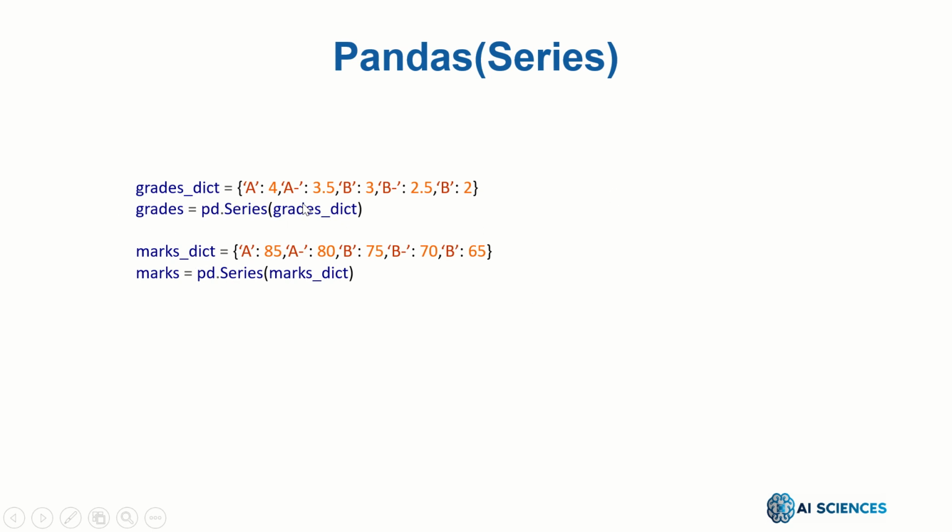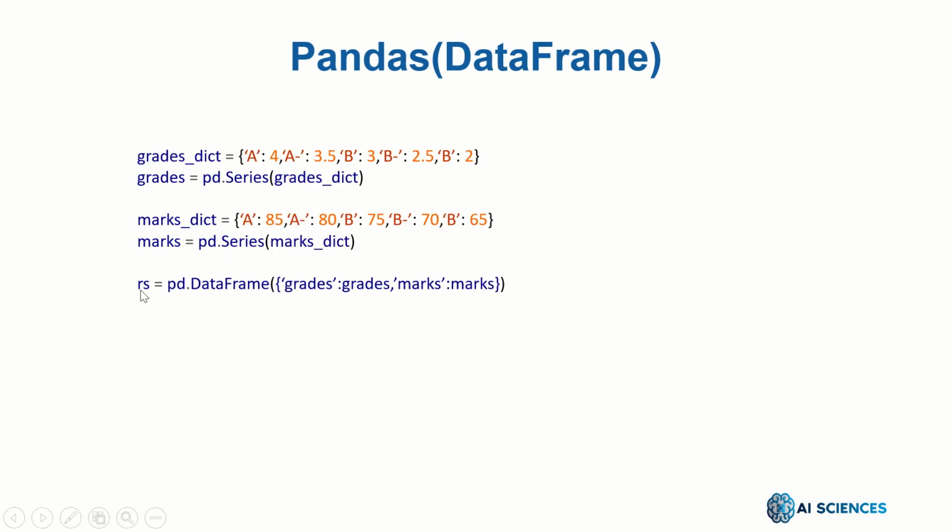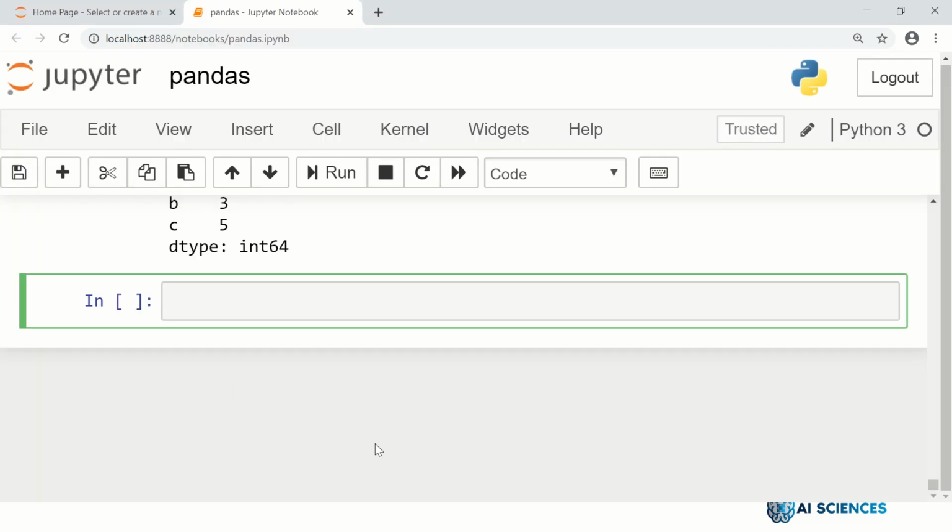So here I'm going to make a dictionary. For example, A is a key, 4 is a value, A minus is a key, 3.5 is a value, and all that stuff. That's a dictionary. Let me call that the grades dictionary. Then I will define a series object on that. Then I can make a marks dictionary, and eventually I'll be able to make a data frame object, let's say from the two series objects. So let's make two different series objects, and then make a data frame object. Let's go to Python and do that.